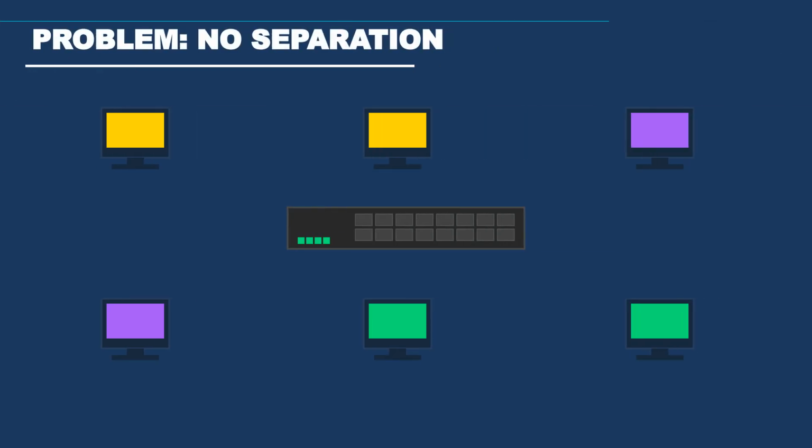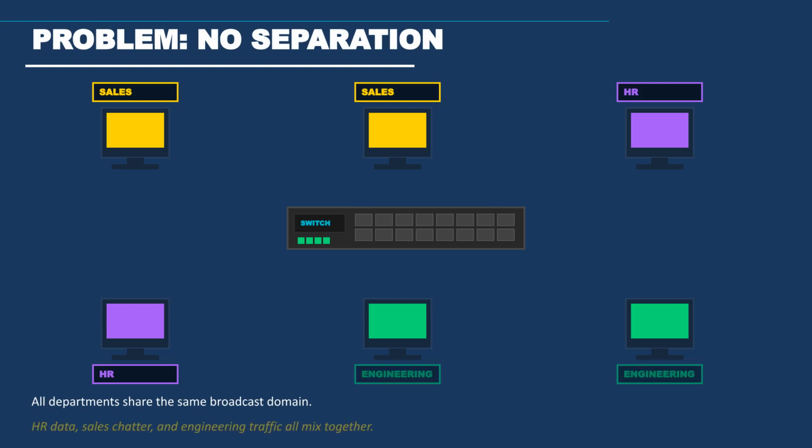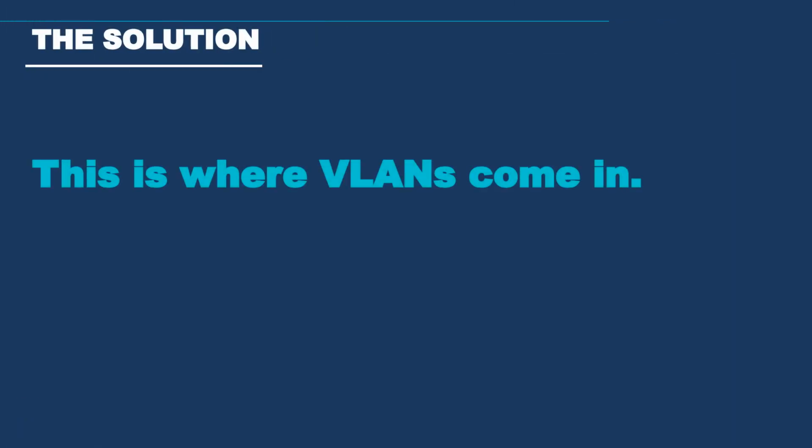Another problem is a lack of separation. When different departments like HR, sales, and engineering share the same broadcast domain, their data and traffic mix together. This is where VLANs offer a solution. They allow you to take one physical switch and logically split it into multiple virtual networks.